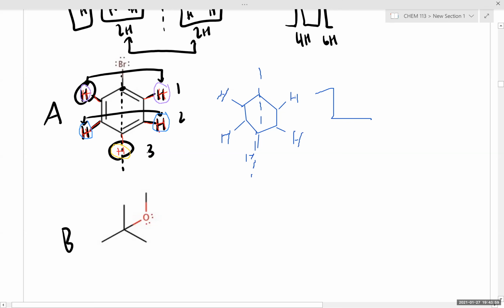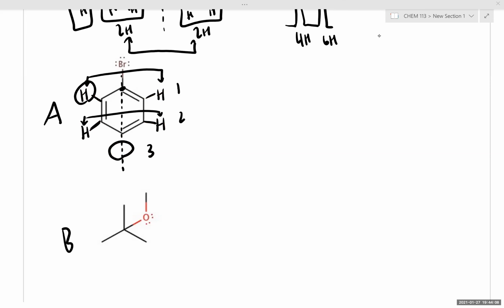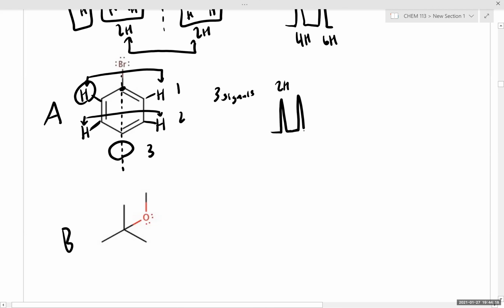Does example A make sense to everyone? So to conclude, we see 3 signals: a signal for 2 hydrogens, a signal for 2 hydrogens, and a signal for 1 hydrogen. What about B? How many unique signals would we see for B?